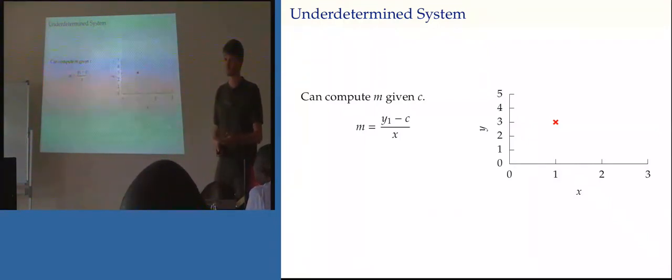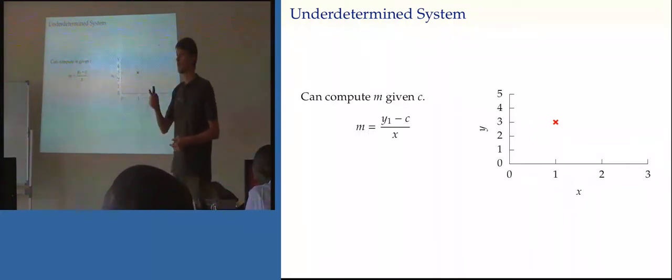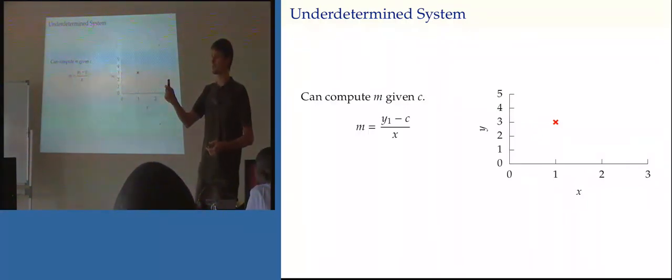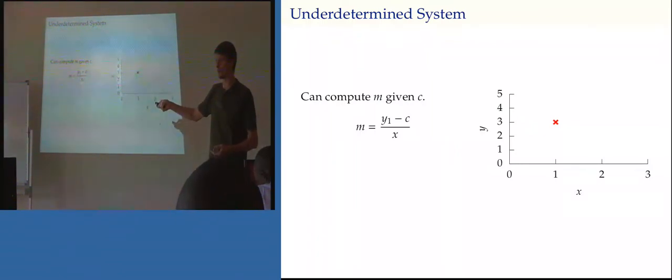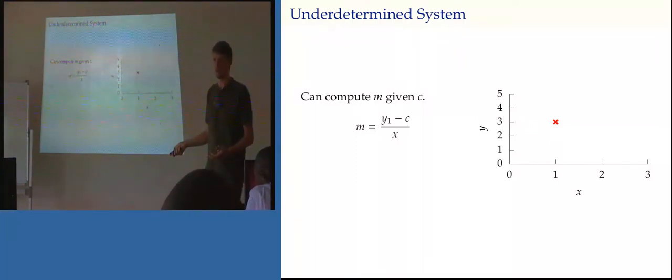To estimate C, but I can't estimate C because I can't estimate M and C simultaneously. What I'm saying is, if I'm given C, I can estimate M. If I'm given C and X and Y, that should be X1 on the bottom. If I'm given Y1, X1 and C, I can estimate M. So what am I going to do with C?